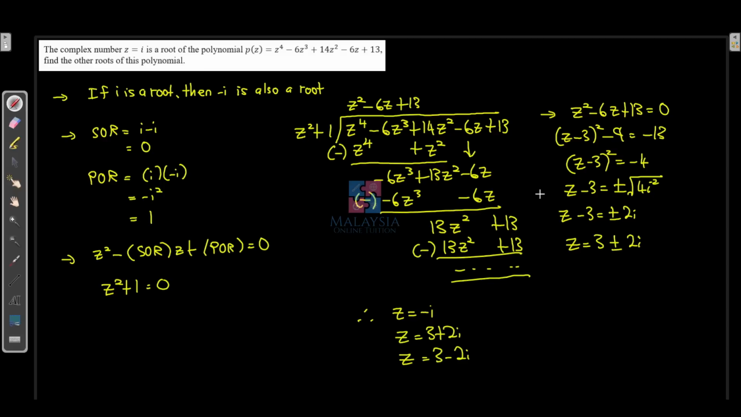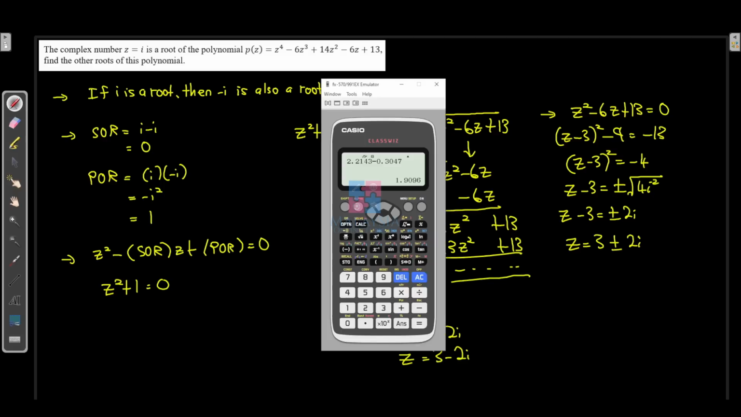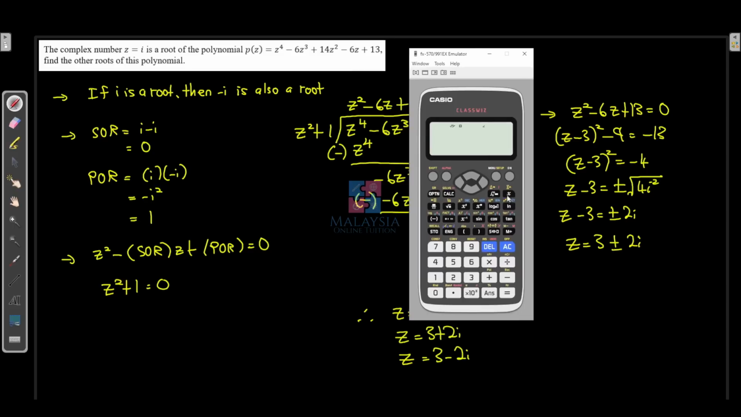Okay, so what you can do to check your answer, for example, let me give you an example. If you want to check your answer, you go to complex mode. You write down the polynomial that you have here. So x to the power of 4 minus 6x cubed, and then plus 14x squared minus 6x plus 13. And then you press the CALC button, meaning you put a value inside. Let's say you put the value i, which is the root that we were given in the beginning.